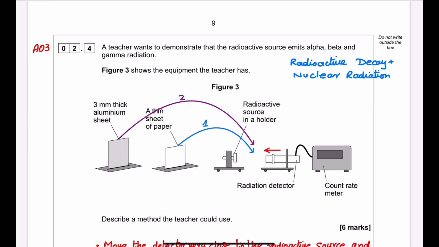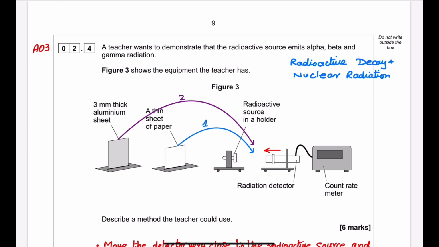2.4 is again an AO3 question, and this question is from the topic of radioactive decay and nuclear radiations. A teacher wants to demonstrate that a radioactive source emits alpha, beta, and gamma radiation. Figure 3 shows the equipment that the teacher has used. There is a count rate meter, there is the radiation detector, and a source is present. A thin sheet of paper and a 3 mm thick aluminum sheet are also present. Describe a method the teacher could use.